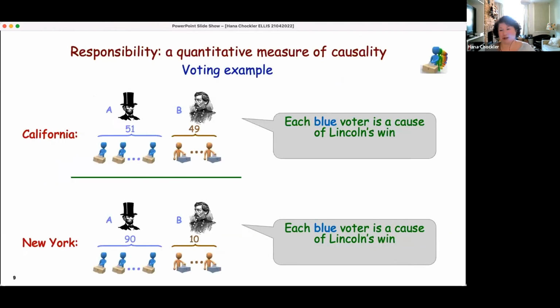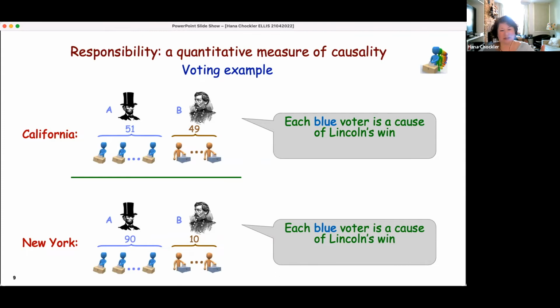So here we have responsibility, which is fortunately a quantitative measure of causality. This work is from 2004, again, quite a long time ago. What we did, co-authored with Joe Halpern, is we introduced a number that accompanies each cause to capture the extent of causal influence of this cause on the outcome. Let me just explain it by using a simple example.